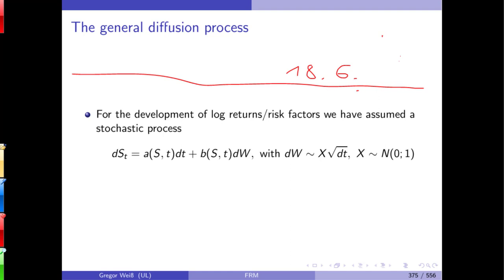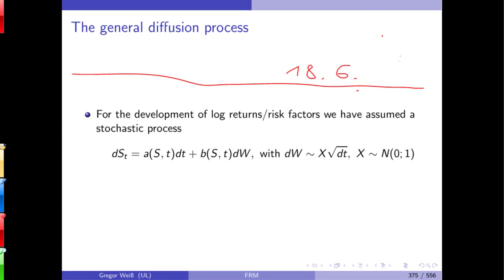That is, the change in the underlying price is given by a function A that has as variables the stock price itself and point T times the change in time dt plus a function B, also a function in S and T, times the Wiener process, the change dW in the Wiener process. And we know that the standard Wiener process is nothing but a process with normally distributed independent increments. So dW is given by the square root of the change in time dt times this random variable X. This random variable X stays constantly equal to the standard normal distribution.